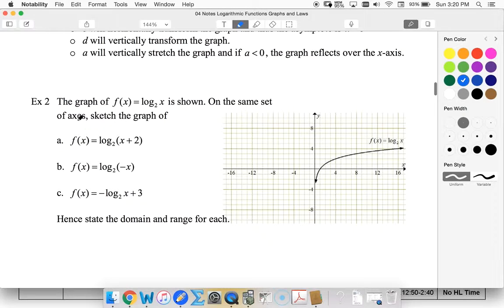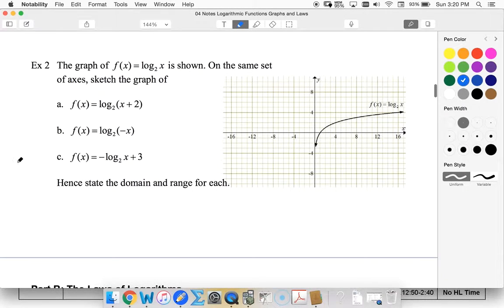All right, so if I look at a, my graph is shifted 2 to the left, which means that my domain gets shifted 2 to the left. So now my domain is going to be x greater than -2. My y values are still going to be all reals.